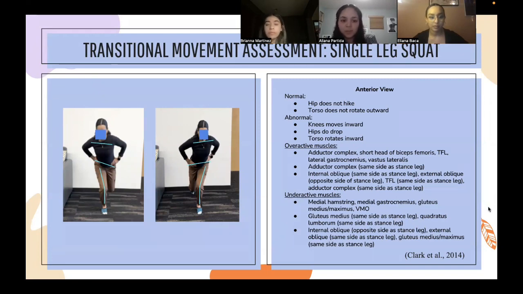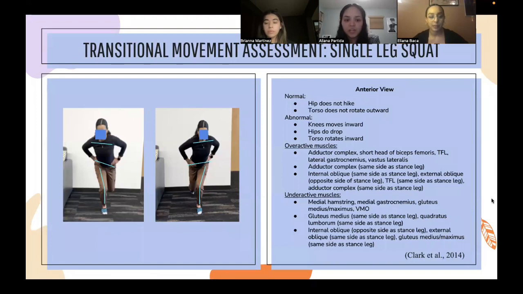For the hips dropping, the overactive muscles focus more on hip adduction as well, causing the hips to drop. For the torso rotating inward, the overactive muscles listed primarily focus on lateral flexion, hip adduction, hip flexion, and hip internal rotation on the stance leg, and ipsilateral rotation on the opposing leg.